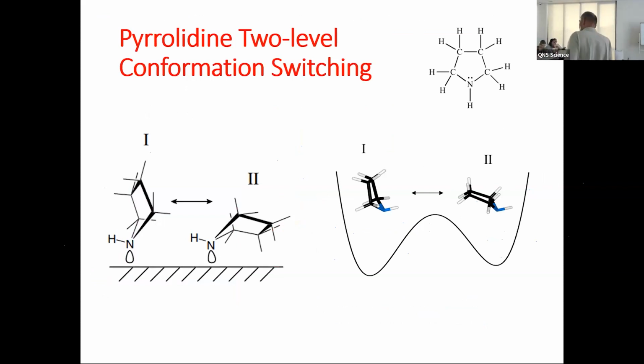So this is a double well. If you have two levels, two conformations, then to go from one to the other, because you see this switching between two states, there's an energy barrier. And there'll be two levels in here. And whenever you have a double well, you can have a ground state and a first excited state.